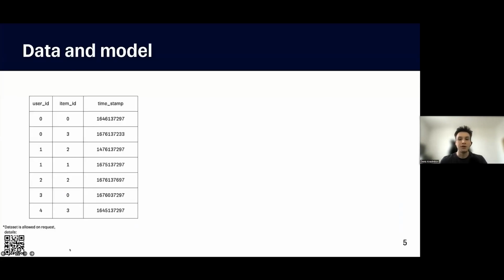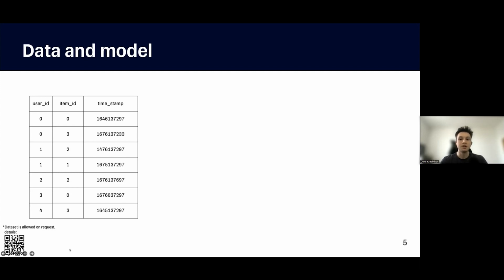Now let's talk about the data. In our work, we used open source TTRS dataset, which is available on request. This dataset contains anonymized user transactions. Each row represents user ID, item ID, timestamp of the transaction, and other metadata like category of the merchant, etc. For now, we will omit everything except user ID, item ID, and timestamp.